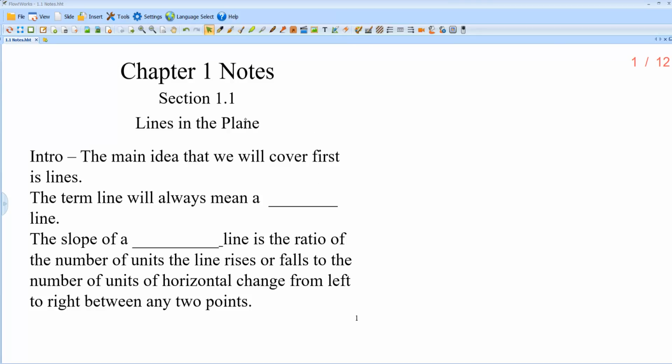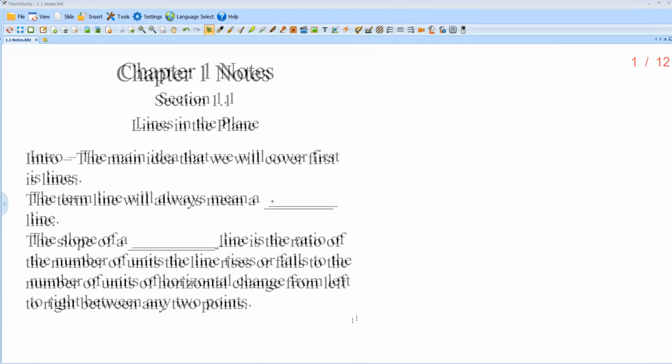So the topic, what we're going to be talking about is lines in a plane. Now, lines are nothing new to you, and we're really not even going to talk about anything new today. So it's just going to be a total refresher, a nice way to ease in. So, intro, the main idea that we're going to be covering is lines. The term line for us is always going to mean that it's a straight line.